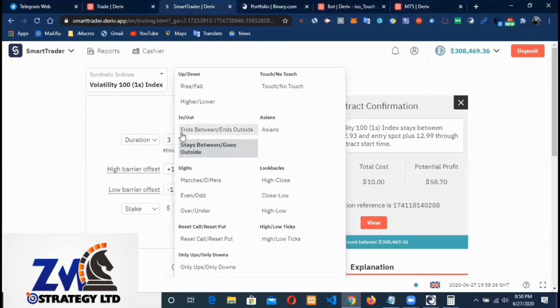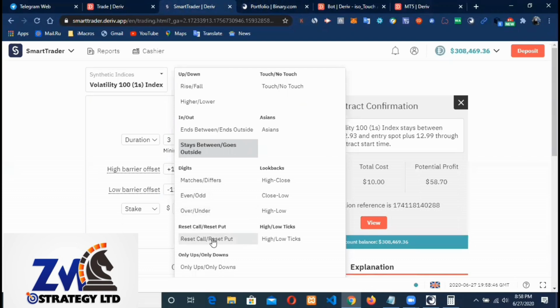So that's just about end between and end outside, and stay between and goes outside. We all know about high, low, rise and fall, touch and not touch. We also know about match and differ. We also know about even and odd. We also know about over and under.